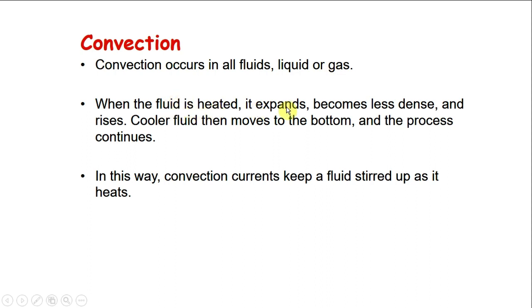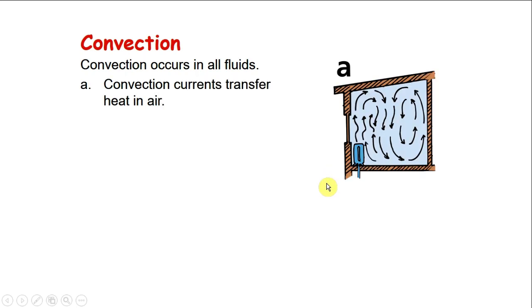When a fluid is heated, it expands, becomes less dense, its density becomes smaller, and therefore it rises. Cooler fluid will move to the bottom, and then the process will continue. In this way, convection currents keep fluid stirred up as it heats.